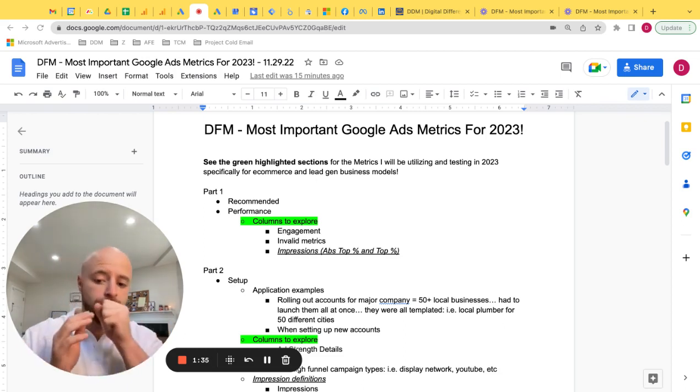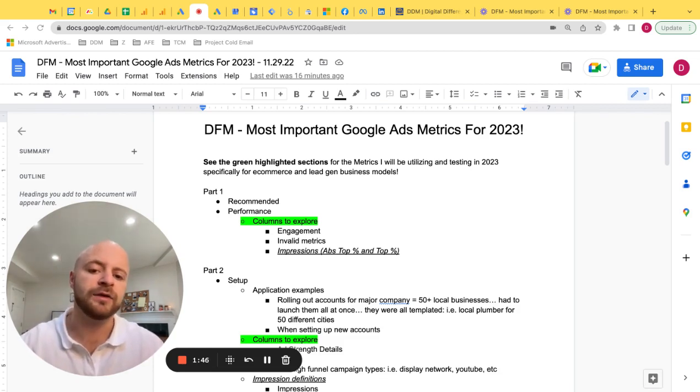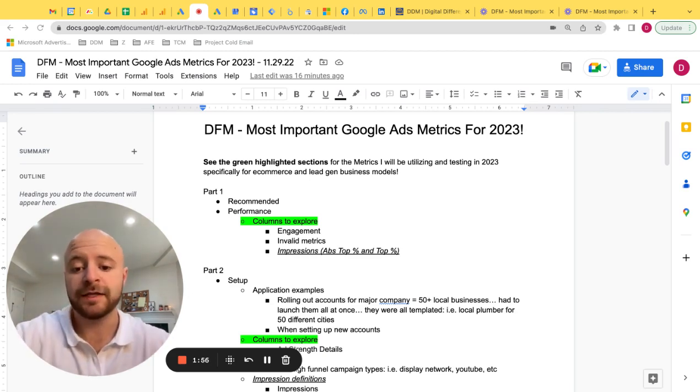So the business models I'm looking to serve the most are e-commerce and lead generation. And a lot of these metrics we're going to go through and conclude really do apply to more than those, like app downloads and video views and whatever your goals are. But mine right now are lead generation and e-commerce. So let's get into it.